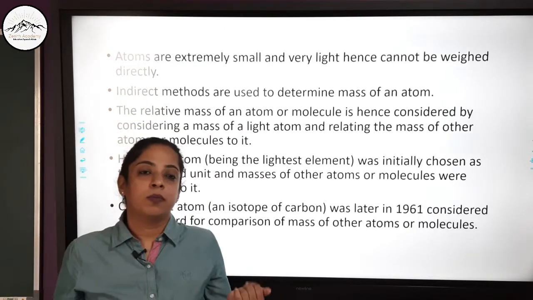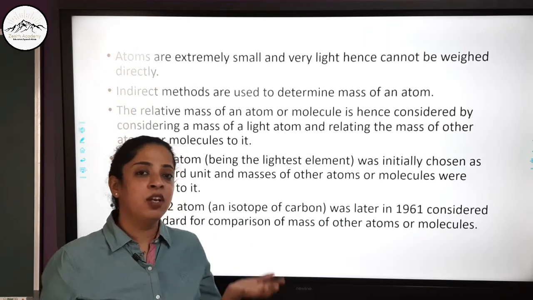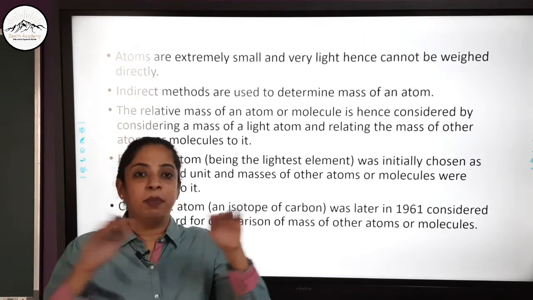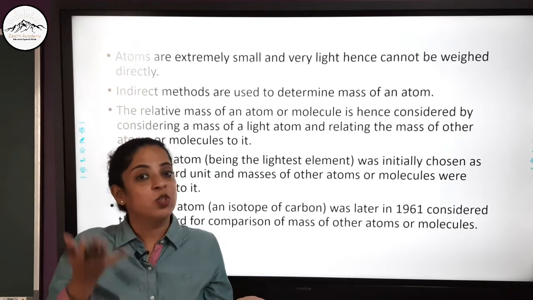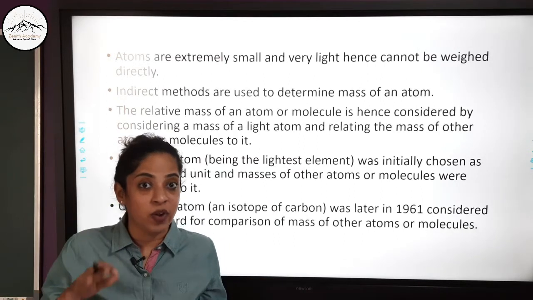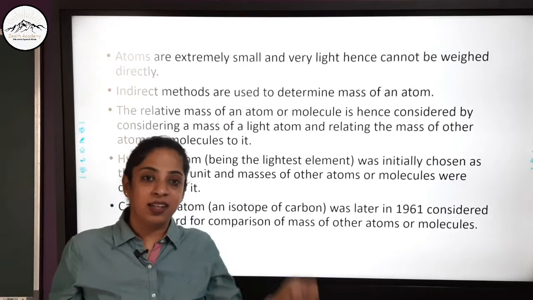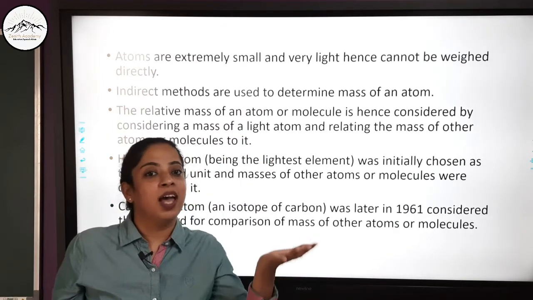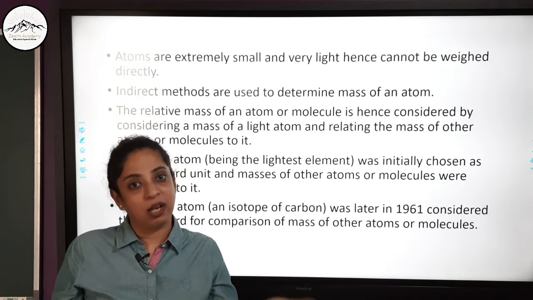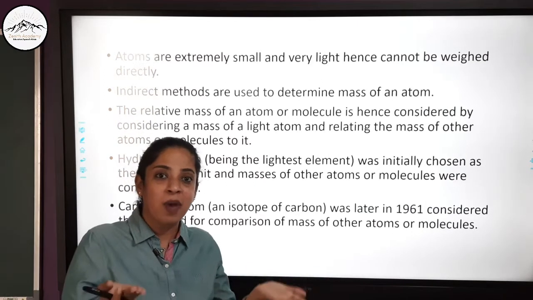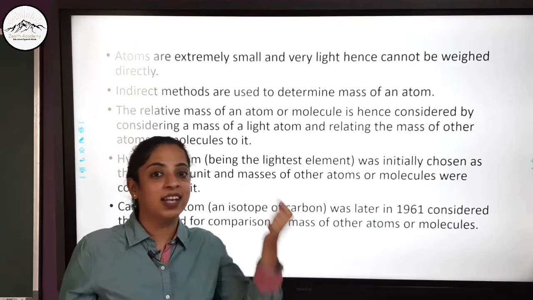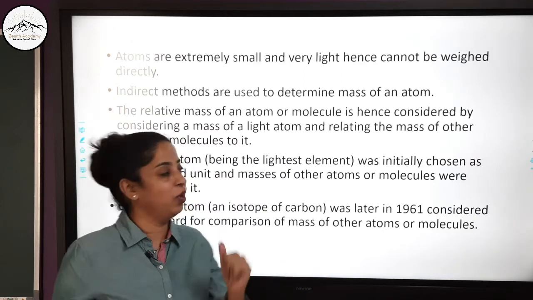Carbon-12 atom. So you can imagine weighing the atoms in a beam balance. There are two pans. In one pan we put standard weights. Now what is standard for us? Carbon-12. And then in the other pan we put the elements whose mass we need to calculate. So let us see how to balance this and how to find the relative atomic mass of the unknown element.